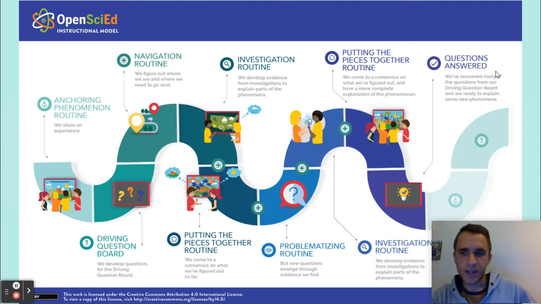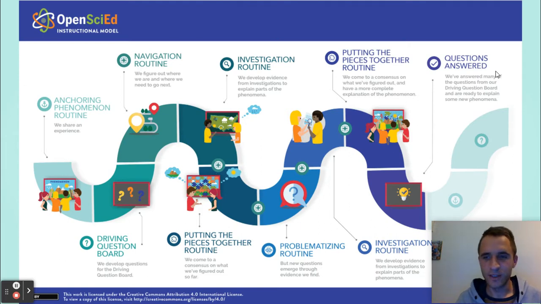You saw these two graphics. The first graphic is from OpenSciEd. OpenSciEd bases their instructional model and their unit design around 5 main routines, which you can read about later in this lesson if you choose. The first one's an anchoring phenomenon routine where students share an experience and then create a driving question board with all their questions about the phenomenon. Goes to the navigation routine where the class figures out where do we go from here, which leads to investigation, which leads to putting the pieces back together, making sense of what they know so far, which leads to problematizing, which means identifying the questions that are emerging from the activities they've done so far, which then leads to investigation, et cetera, right? All around trying to understand that anchoring phenomenon.